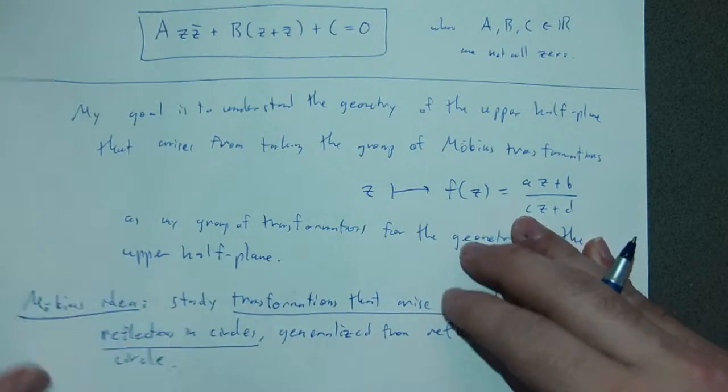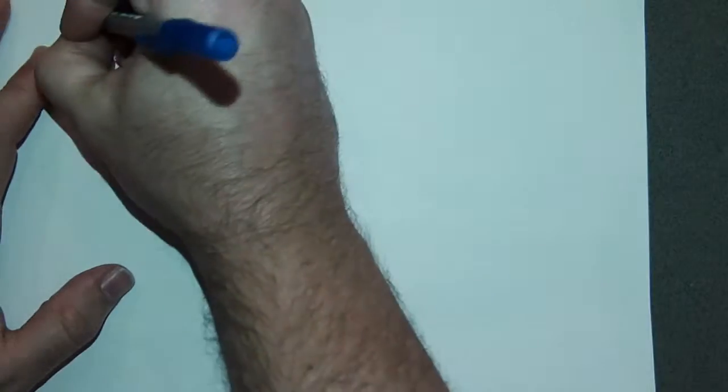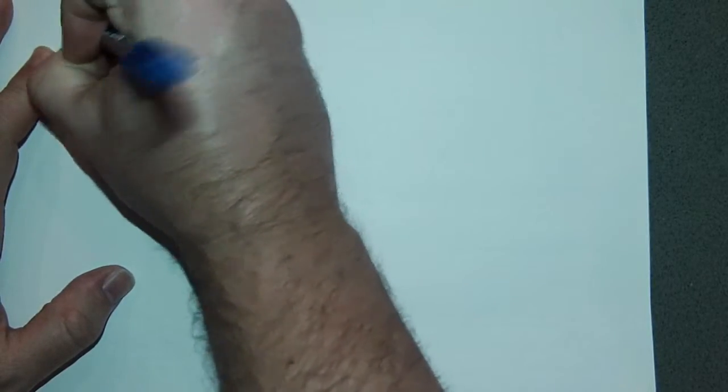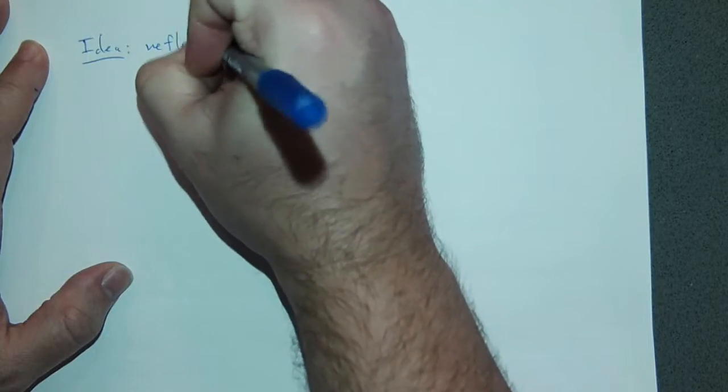So let's first define reflection in an arbitrary circle. Okay. And so the idea, reflection in an arbitrary circle.